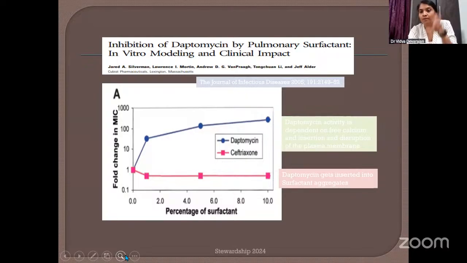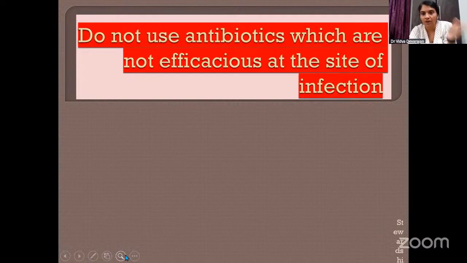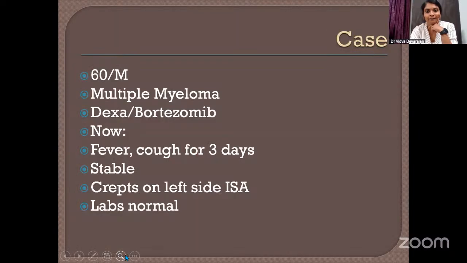So you have to make your syndromic diagnosis and choose an appropriate antibiotic. Do not use antibiotics which are not efficacious at the site of infection. For example, poly B in urosepsis, or BLBLIs when you're looking at meningitis, may not really penetrate well. Daptomycin in lung infections.